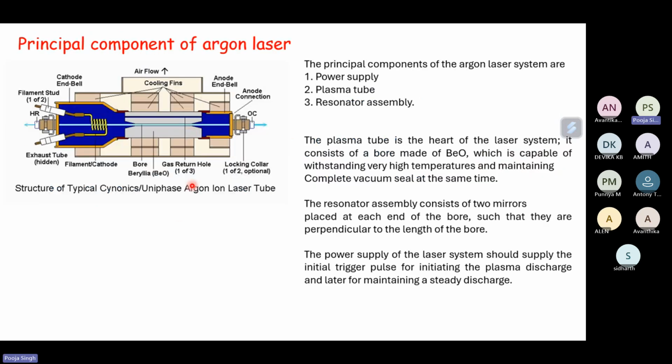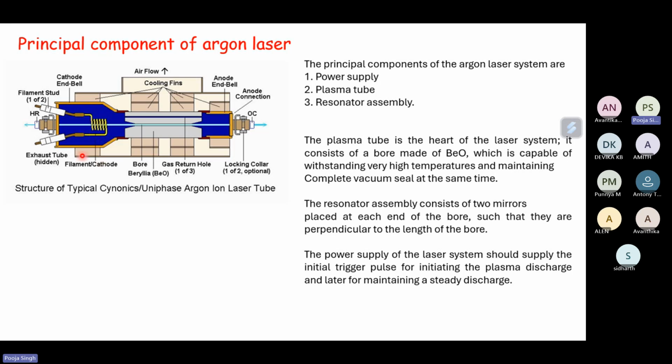Here also the principal components will be the same. The argon laser is made up of a bore of beryllia, that is beryllium oxide. And the same thing, cathode and anode connections will be there to electrically discharge your argon, to convert it into the argon plus 1 oxidation state.